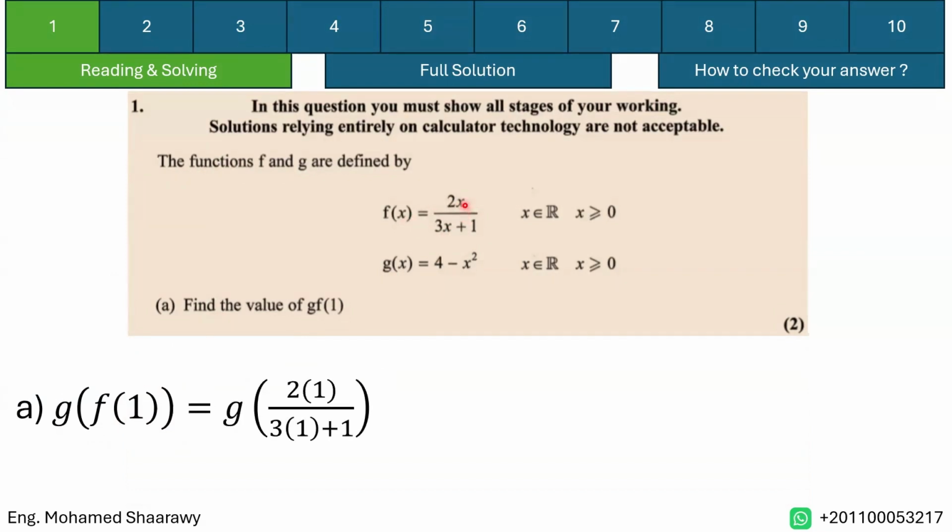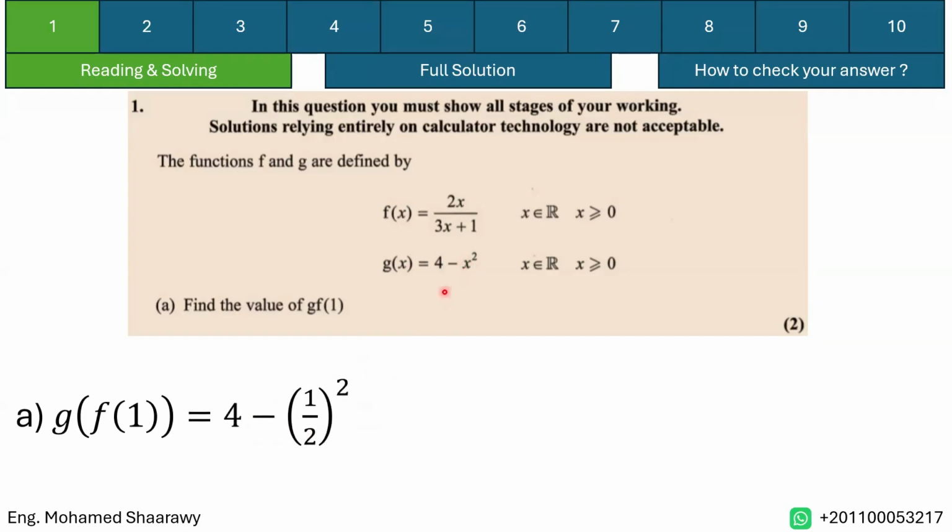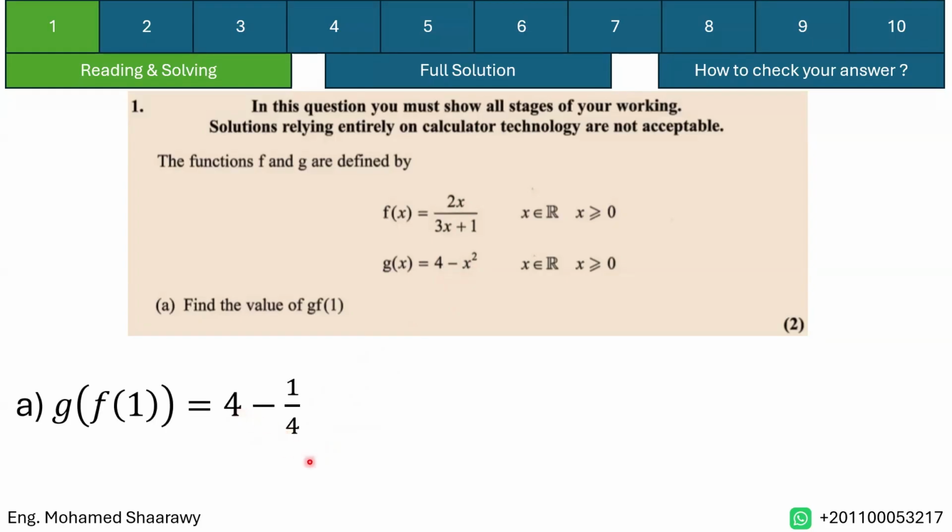So we replace each x with 1. So 2 times 1 is 2. 3 times 1 plus 1 is 4. g of 2 over 4 is g of half. And g of half, we can get it by replacing the x in the g with half. So 4 minus half all squared. Half all squared is quarter. 4 minus quarter is 15 over 4.